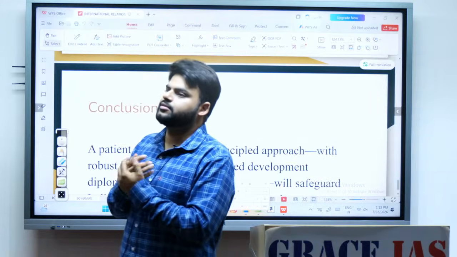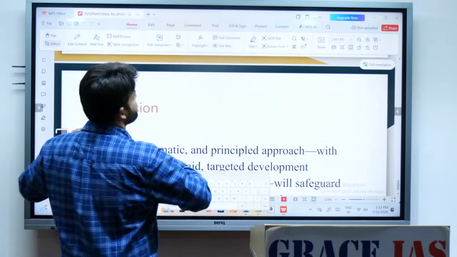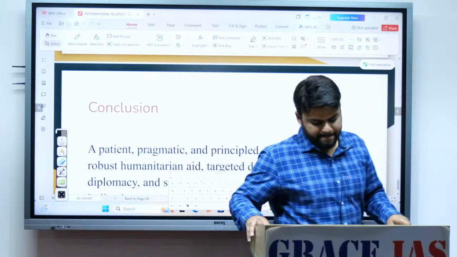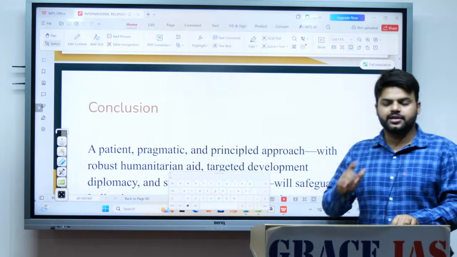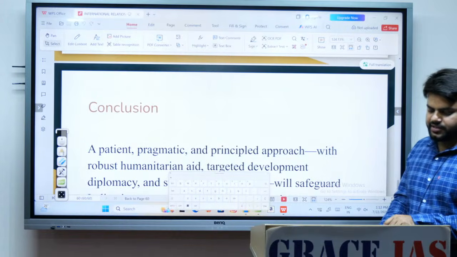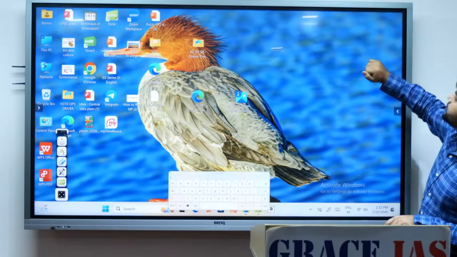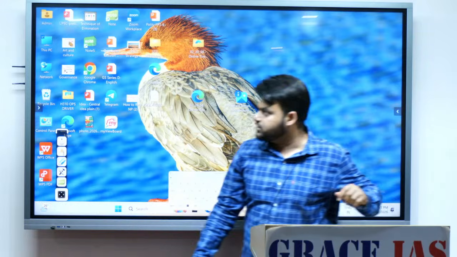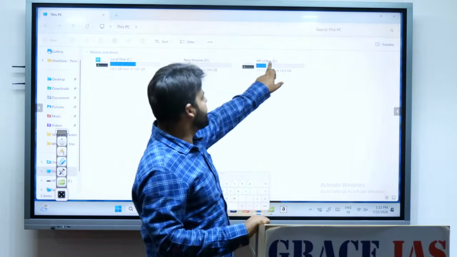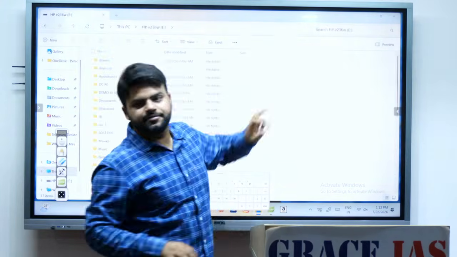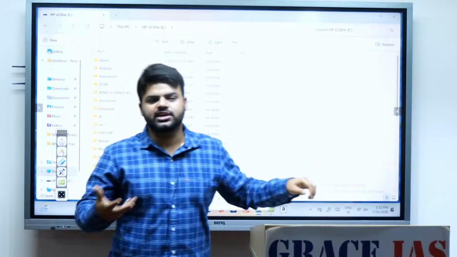India-Bangladesh relations. Historical and cultural significance. Please write down. They have shared history and culture. Art and culture is done. What is culture? Shared culture we are writing. What is culture?